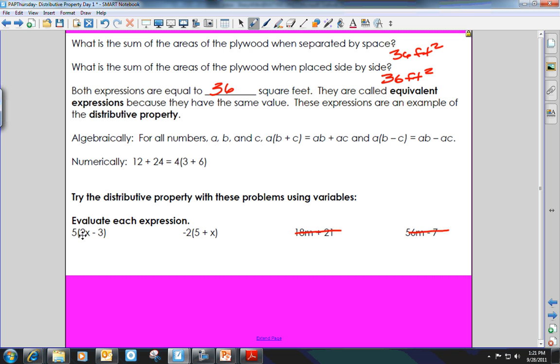All right, if we were going to distribute the 5 times this expression, let's talk about it a little bit. First of all, I want you to notice that in the parentheses, which is what we would normally do first with PEMDAS, we can't really do any calculations.